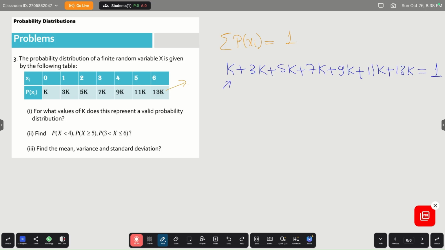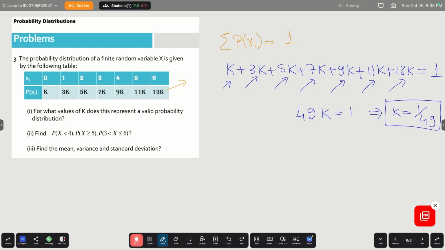So in this example, k plus 3k is 4k, plus 5k is 9k, plus 7k is 16k, plus 9k is 25k, and 36k, and totally 49k. 49k is equal to 1. What does it mean? k value is 1 by 49. So we got to know the value of k. And these probabilities, cumulative probabilities, are very easy to calculate.